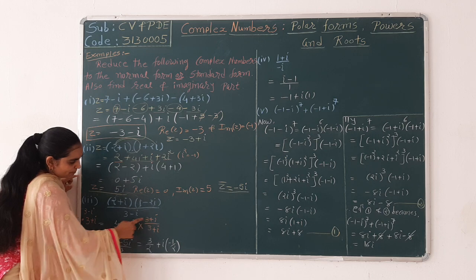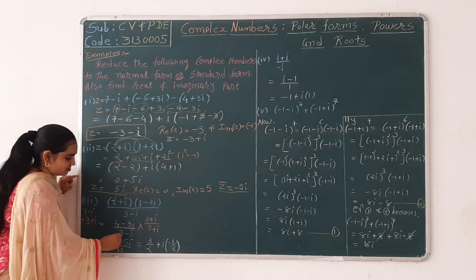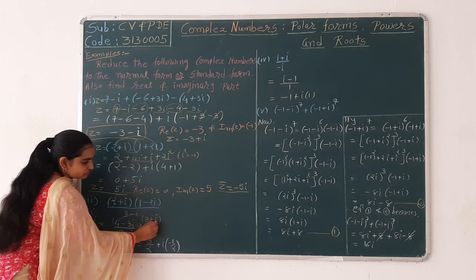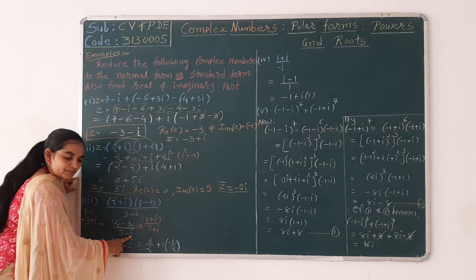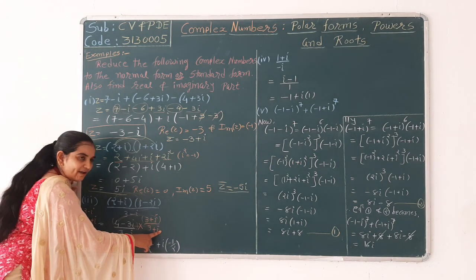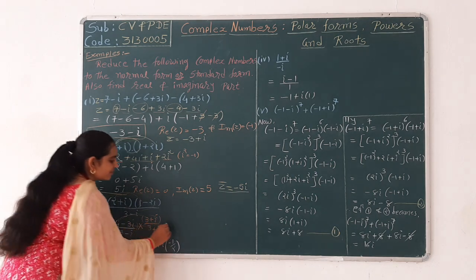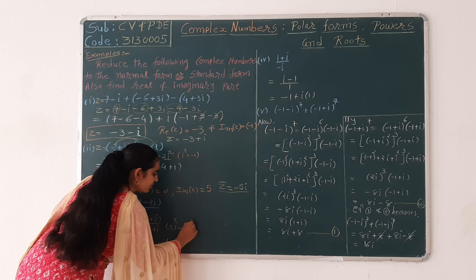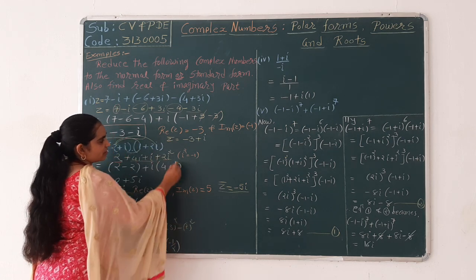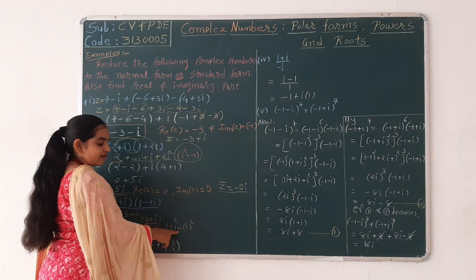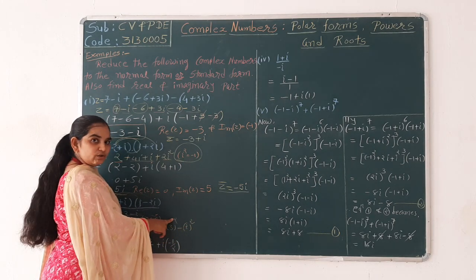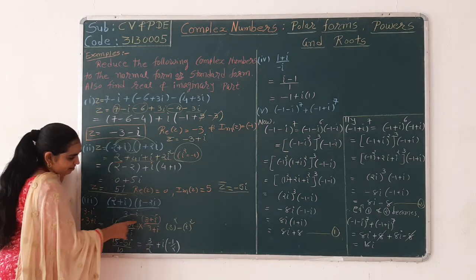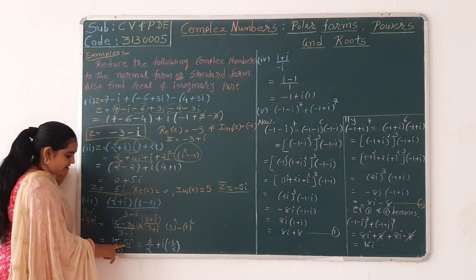Now simplify these two brackets. In the numerator we get 15 minus 5I, multiplying each term. In the denominator we have (a minus b) and (a plus b), and we know that gives a square minus b square. That means here 3 square minus I square. I square is equal to minus 1, so minus minus becomes plus. 3 square is equal to 9, and 9 plus 1 is equal to 10. And the numerator simplifies to 15 minus 5I.